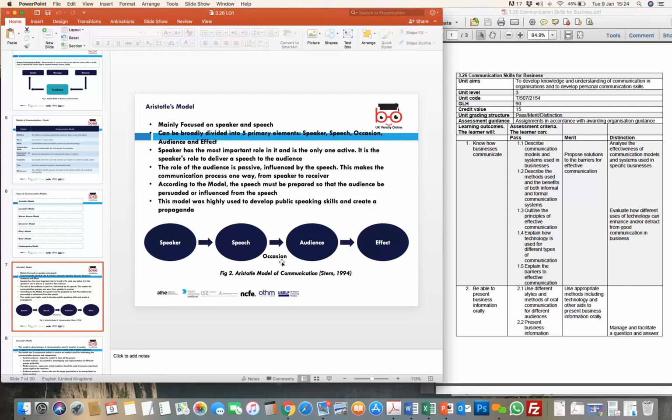You do not get to see any feedback going to the speaker about what the speech is all about, or, for example, the content of the message. So it is a passive model. It is primarily influenced by the speaker. It is a one-way process. And the other thing is, because it has to be very effective, a lot of people are involved in creating the message which is delivered by the speaker.